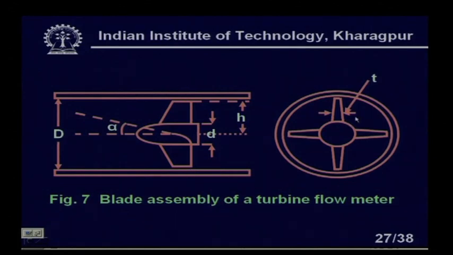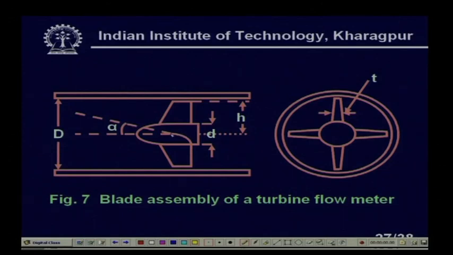If I take the view along the axis of the pipe, the wheel will look like this. The blades will look like this, with thickness T, and with an angle alpha. So, this is angle alpha. The liquid is flowing like this and hitting this blade, so it starts to rotate in this direction.